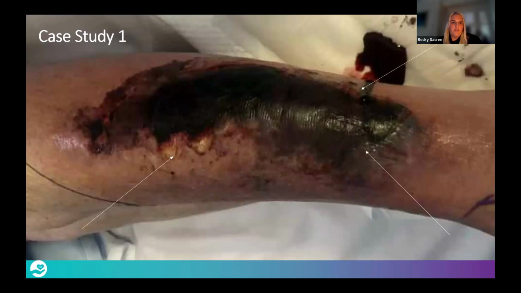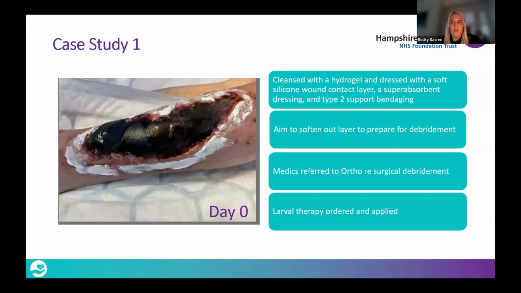So what are we going to do for this one? We opted for larval therapy. Before we were notified by one of our tissue viability wound care advocates who had highlighted that this patient was on their ward, the medical staff had already straight away spoken to the orthopedic team at the other hospital site. So it would have been a 40-minute transfer to that other hospital site for surgical evacuation.